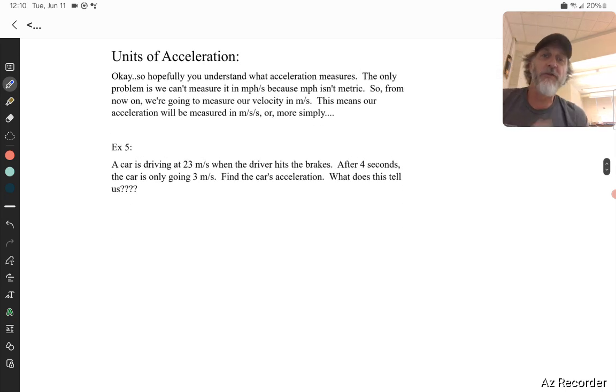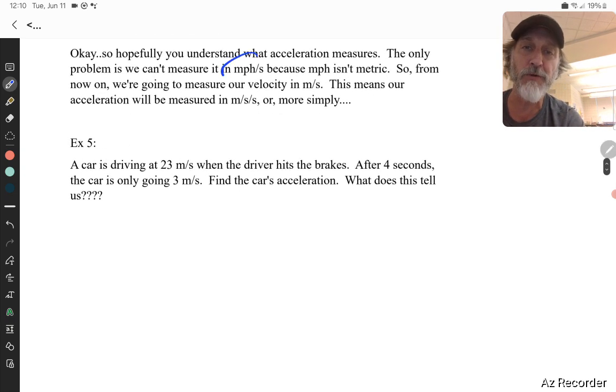Hopefully you understand what the acceleration means now. Like I said when we began, we can't measure our acceleration in miles per hour per second because miles per hour isn't metric. So from now on, we're going to measure our velocity in meters per second. That means our acceleration is going to be in meters per second squared, or we'll see.